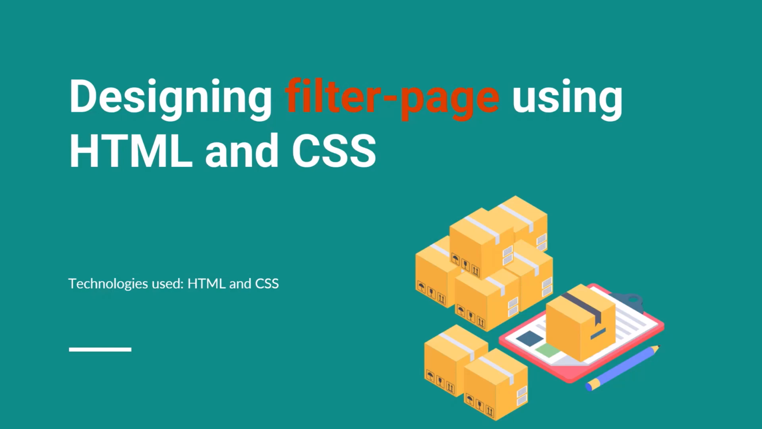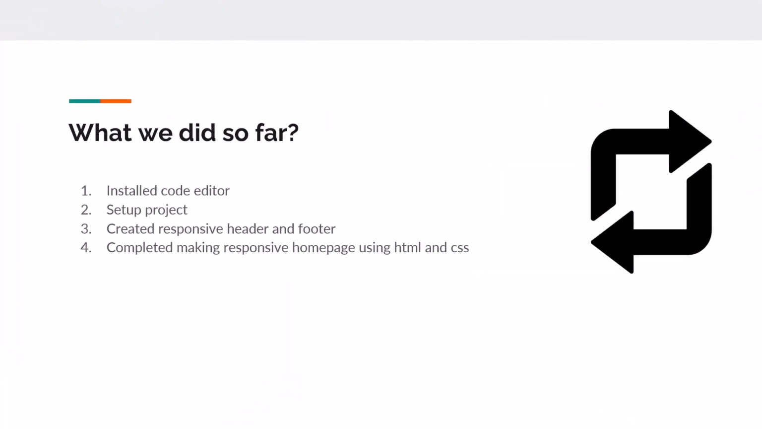In this video, we are going to build filter page using HTML and CSS. What we did in our last videos: first we have completed setting our project, then we have created header and footer using HTML, CSS, and then we made it responsive using media query. Then we have completed making home page using HTML and CSS. Now we are going to build filter page.